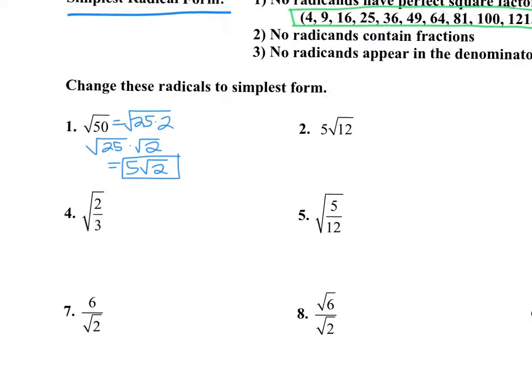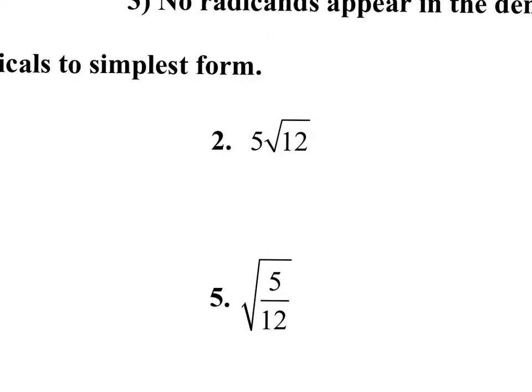Okay, number 2. Here we go. So let's pull. You're going to pull out some perfect squares from here. So let's look at the number 12 inside. 12 has a perfect square. What is it? 4. Yes, you need to know your perfect squares. 2 squared, 3 squared, 4 squared. 4 times 3.